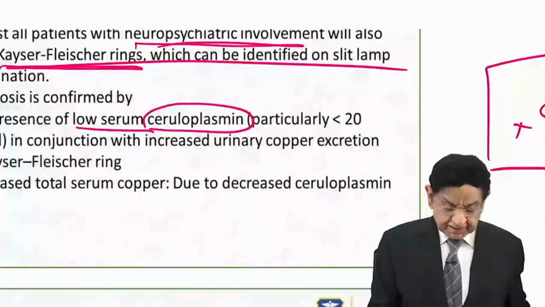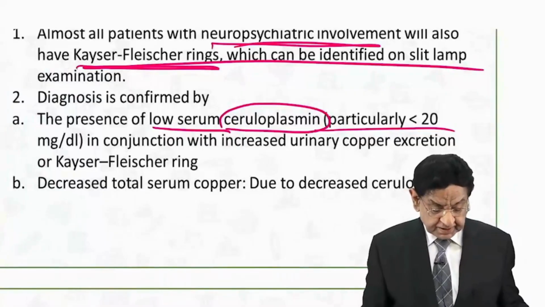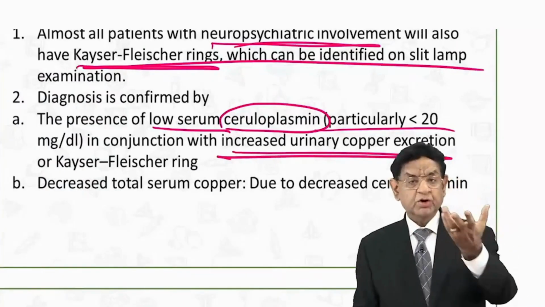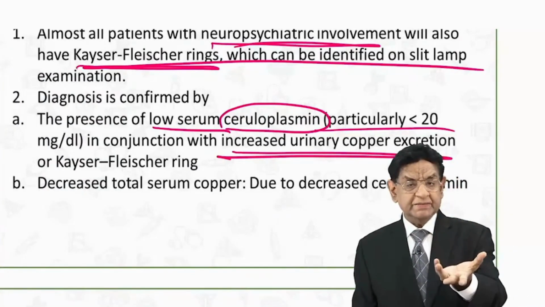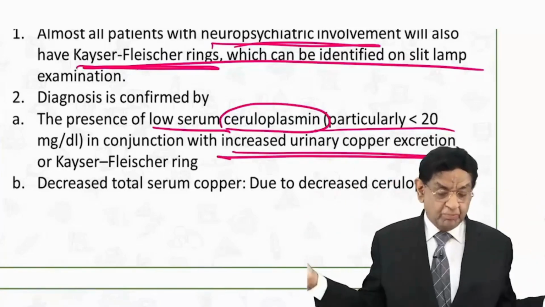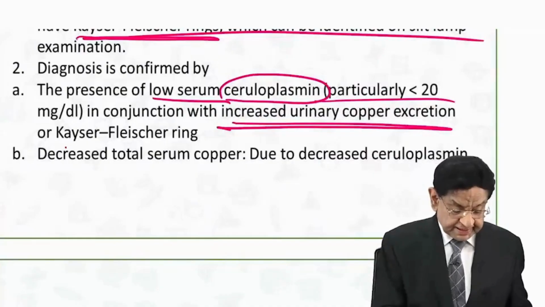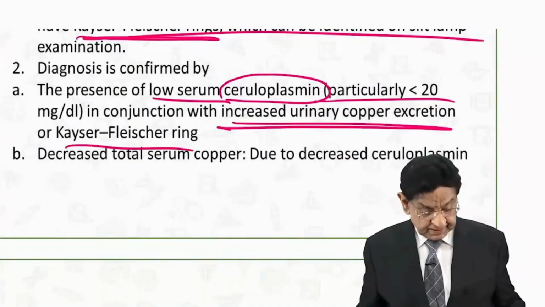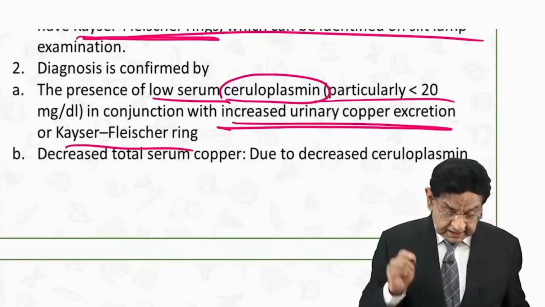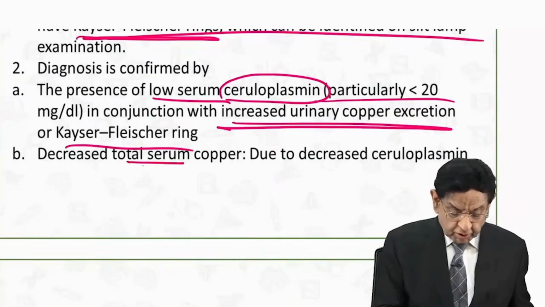So serum ceruloplasmin level is reduced, maybe less than 20 milligram per 100 ml, and copper excretion is increased. Why? Copper is not getting metabolized, so copper will keep accumulating in more and more parts of the whole body. So in the urine, copper will be increased, or we can see the KF ring. And ultimately, in due course of time, the total serum copper will reduce.